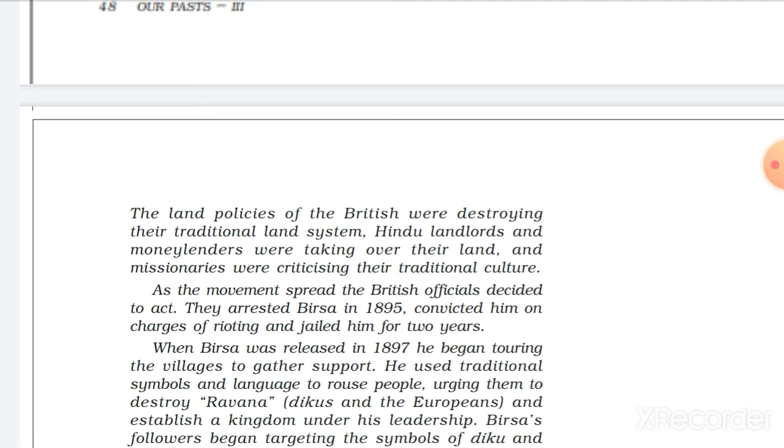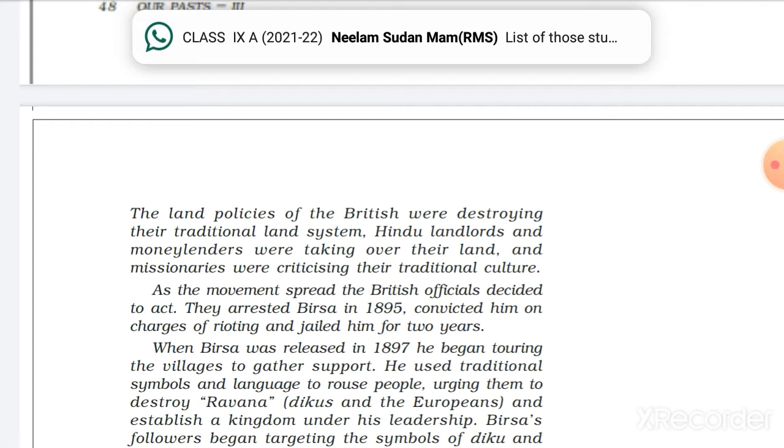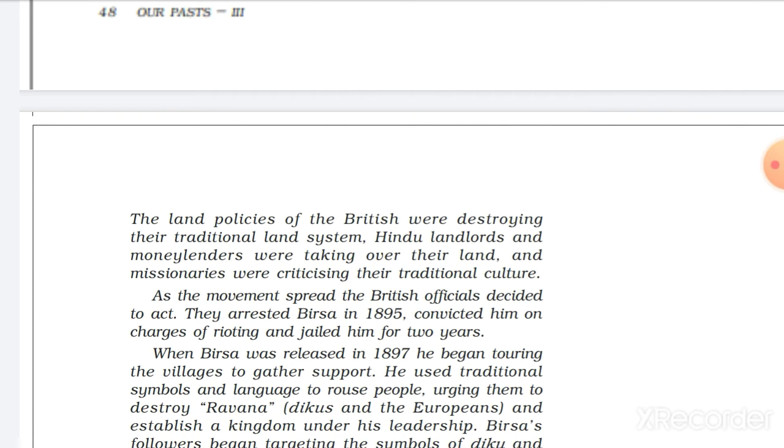Riot means what? Riot basically means dange fasad. So when he was rebelling, he was also physically rebelling. He was not doing a peaceful rebellion. That is why the Britishers had to jail him for 2 years.